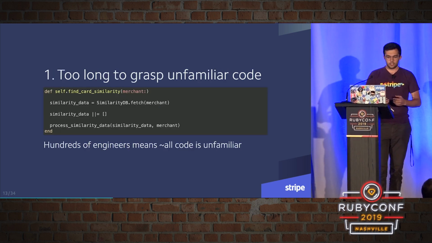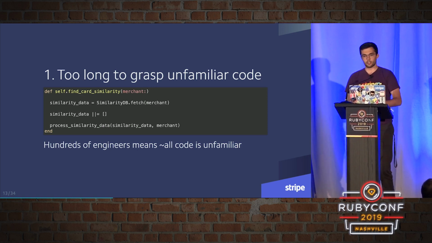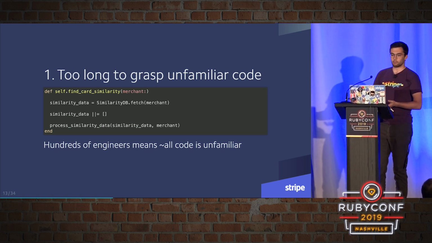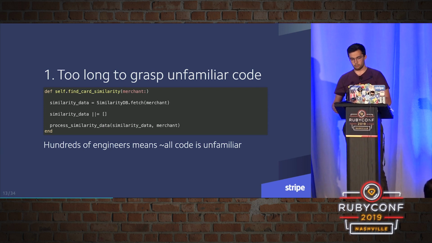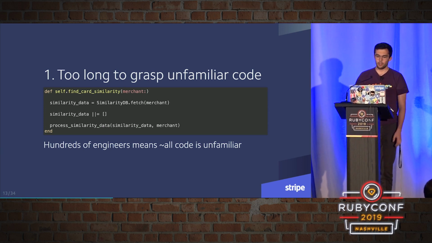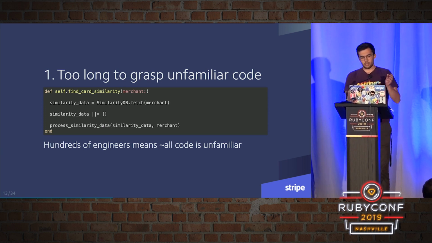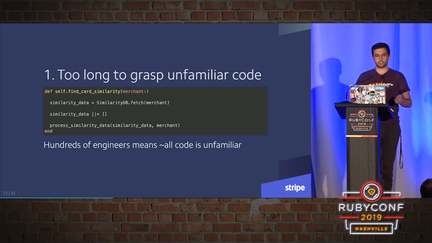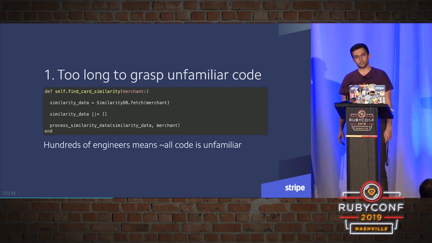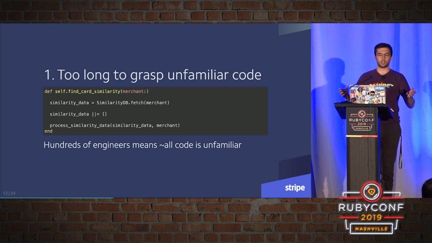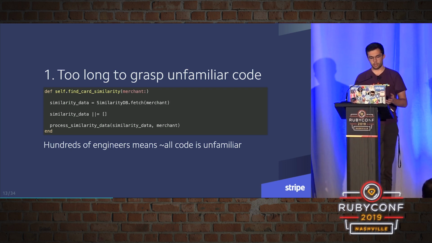As an example, diving into that first point, what I mean by it took too long to grasp unfamiliar code: I pulled this snippet almost verbatim from Stripe's code base. I've shortened some variable names, but we've got this method here. It says find card similarity. So consider that we're trying to debug something. Maybe we came here because we saw a reference to this location in a stack trace, and we're like, OK, what is going on with this code? Why is there a problem here?